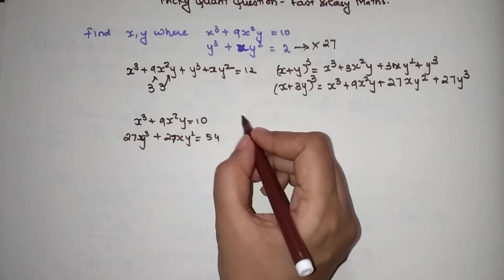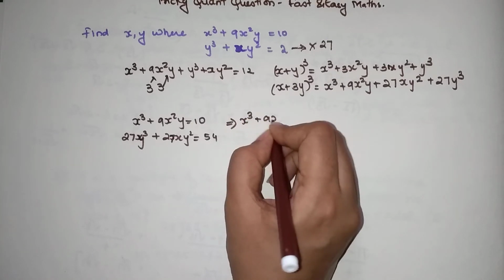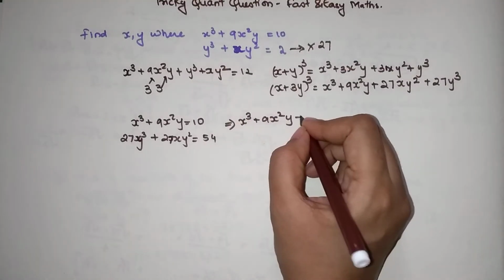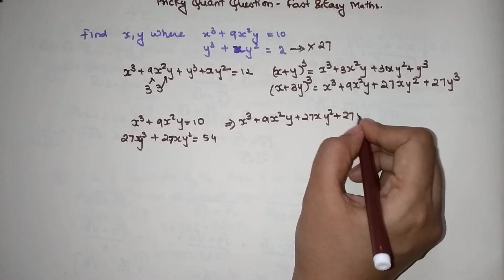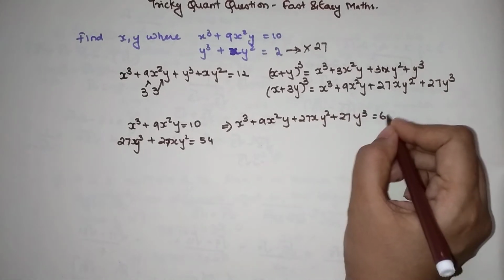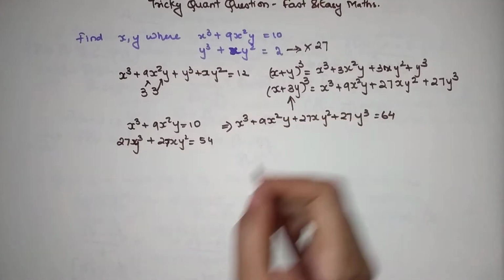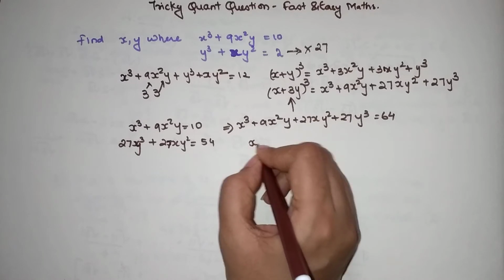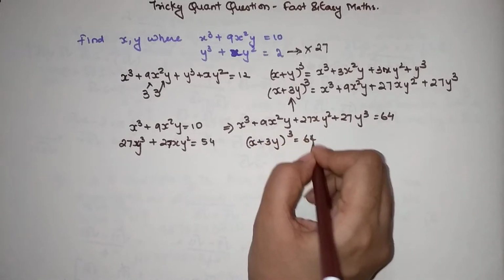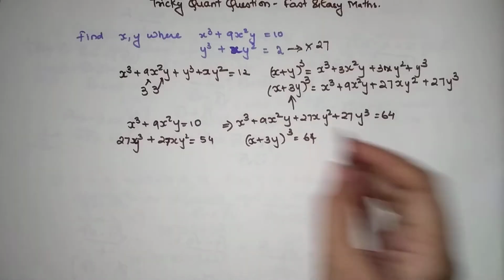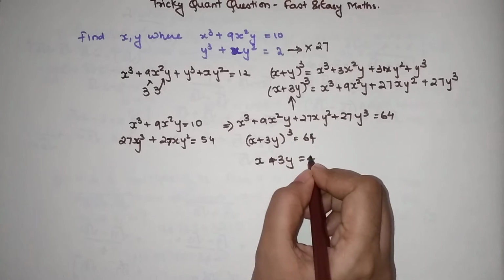So now when you add all of them, you get x cube plus 9x square y plus 27xy square plus 27y cube is equal to 64. So this we know is actually the expansion of this. So we can say (x plus 3y) the whole cube is equal to 64. So now I can very easily say x plus 3y is equal to 4.